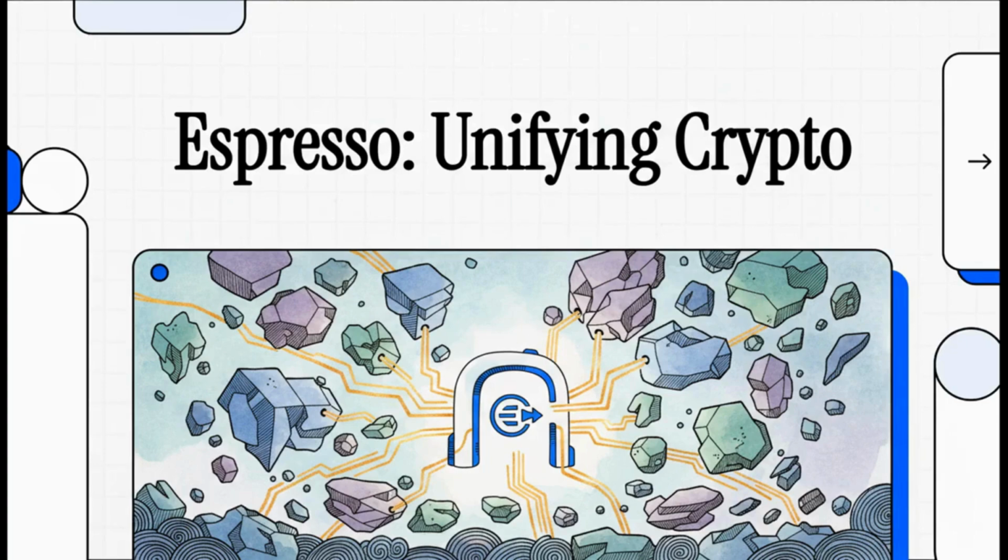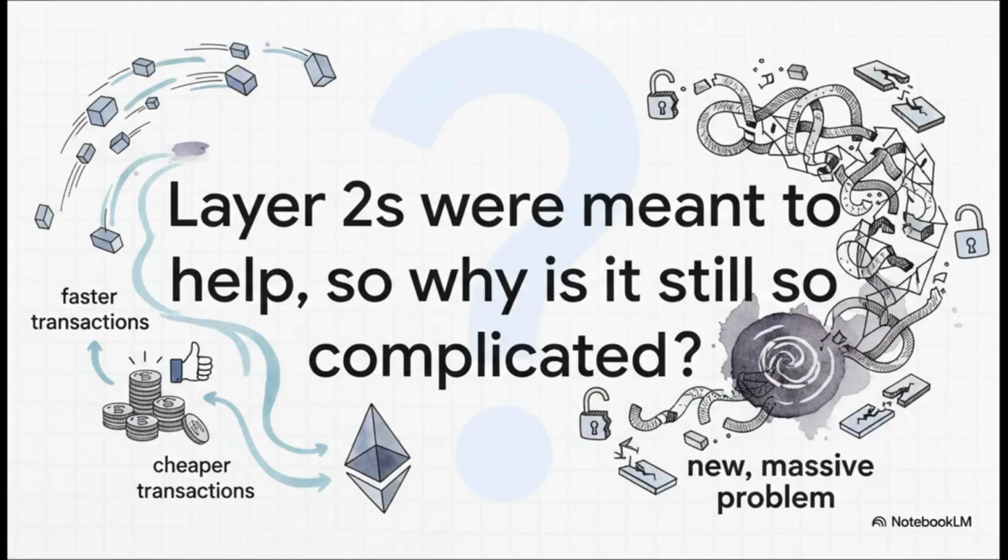So let's talk about Espresso. This is a project with a hugely ambitious goal to fix one of the biggest headaches in crypto today. You see, in a universe of blockchains that don't talk to each other, Espresso wants to be the thing that finally brings order to all that chaos. Let's dive in.